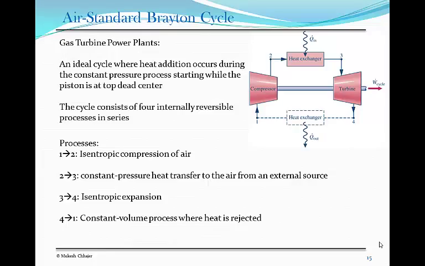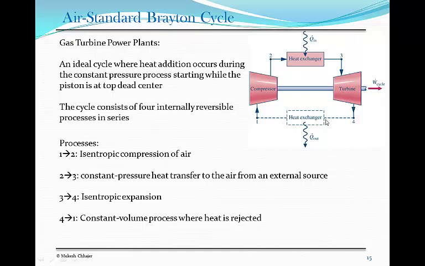Alright, so the next cycle that we are going to look at is the air standard Brayton cycle, and this is used in turbine power plants. So the idea here is again that you have four components, basically four steps: 1 to 2, which is the isentropic compression of air; 2 to 3 is where the heat is being transferred to the system; then 3 to 4 is isentropic expansion, which is the turbine where the power is generated; and then 4 to 1 is the heat transfer or heat rejection.